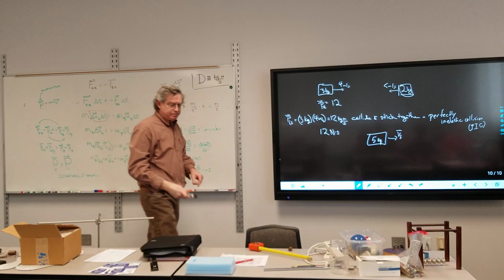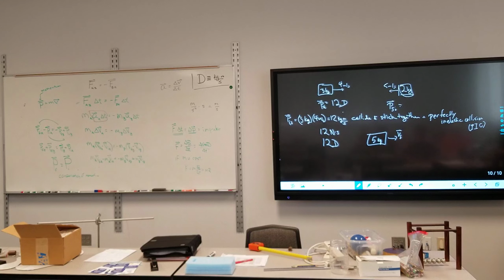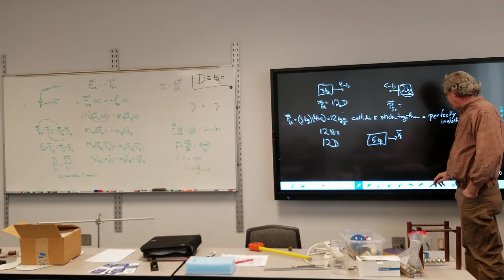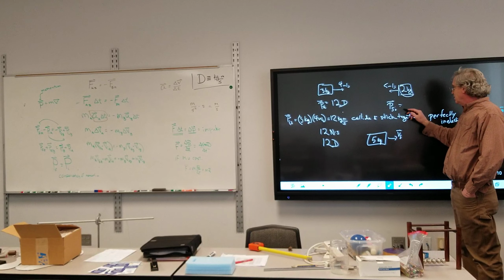What is the initial momentum of the 5 kilogram mass? Is it supposed to be? Oh, 2 kilogram mass. Okay. That was where people were having issues. Or at least one of you.